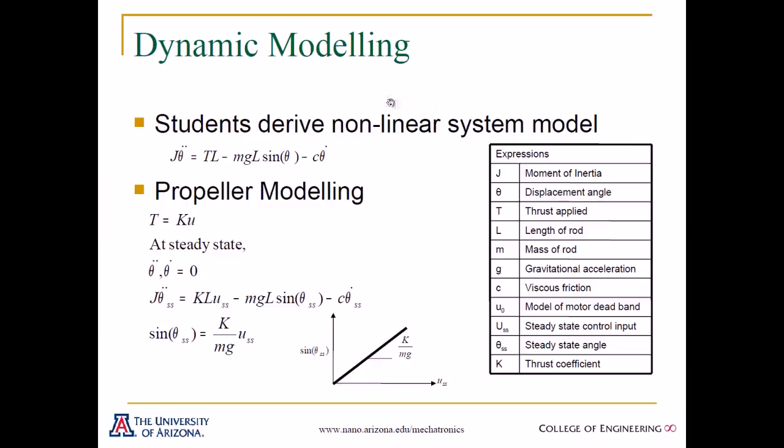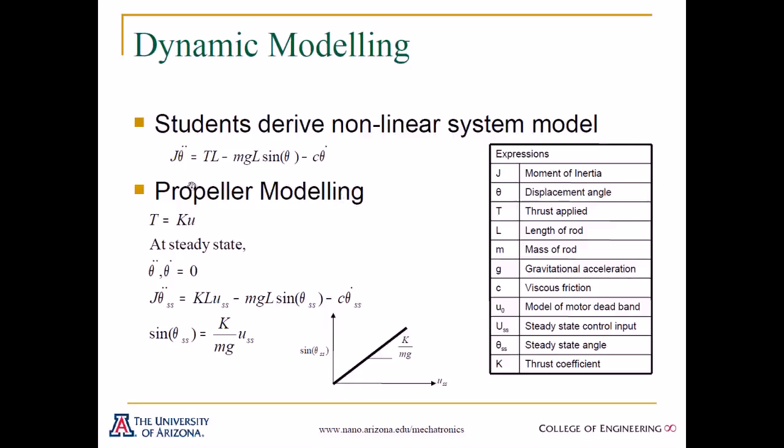The first assignment which we give to our students is to develop a mathematical model of the system. Students typically do so by writing the conservation of angular momentum: J times theta double dot is equal to the moment provided by the thrust force of the propeller, T times L, minus mgl sine theta, which represents the moment of the gravitational force, and minus C times theta dot, representing a small frictional torque.